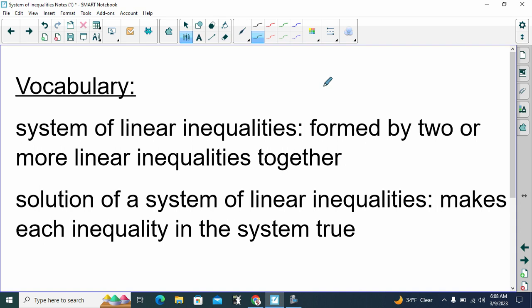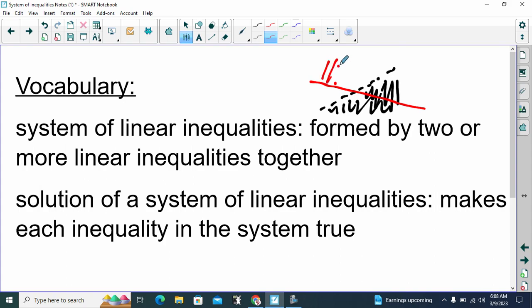So with an inequality, remember, sometimes we had a dashed line and then we shade. So suppose we had a dashed line that looked like that, and then we shade this way. And then we have a system, so we have more than one of these. Maybe our second line looks like this. It's a solid line. And then we shade. The shading looks like this.